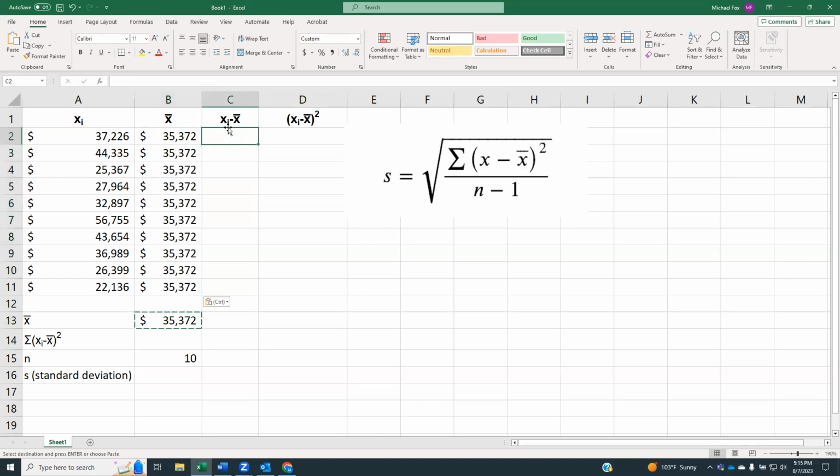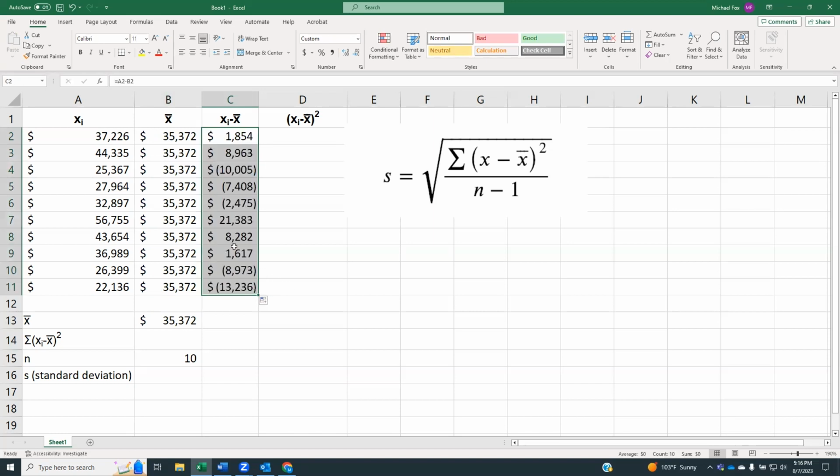And then this line is xi, so the value of x minus the mean. And we'll see as we do this that some values of x are greater than the mean, and some values of x are smaller than the mean.